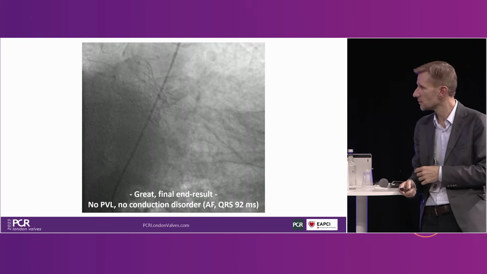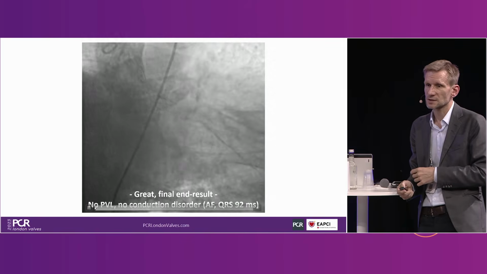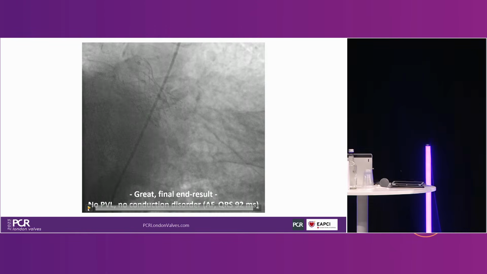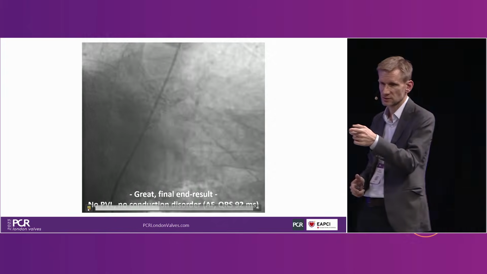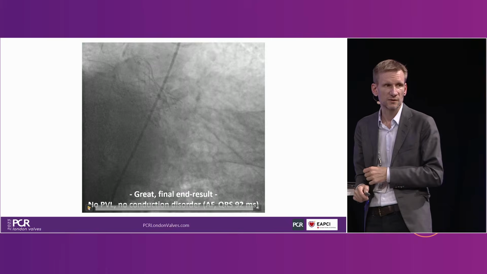I checked it. Maybe can we replay it? Maybe I can replay it from here. So I think we had a great result in this really challenging anatomy. The day after, there was only a trace PVL on echo, no conduction disorder. You see that atrial fibrillation. The QRS was unchanged, 92, and the patient went home the day after.